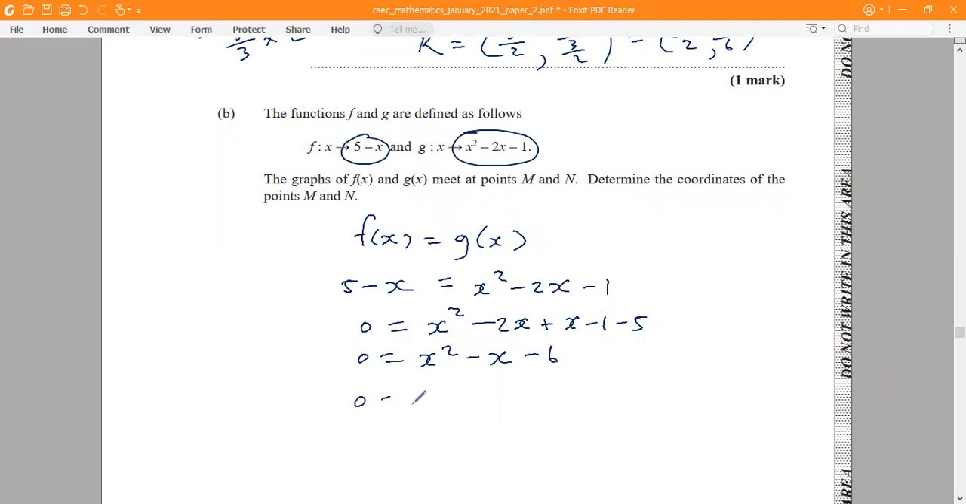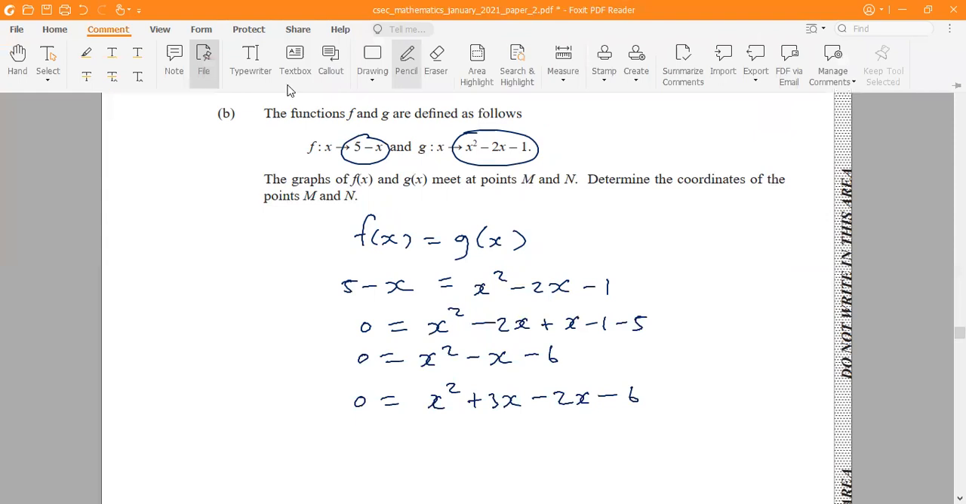All right, so we have x squared plus 3x. We are factorizing. Now we are attempting to factorize. All right, minus 2x minus 6. Sorry, let's just change around these signs.